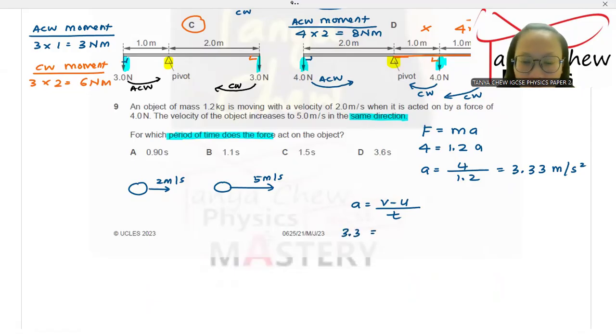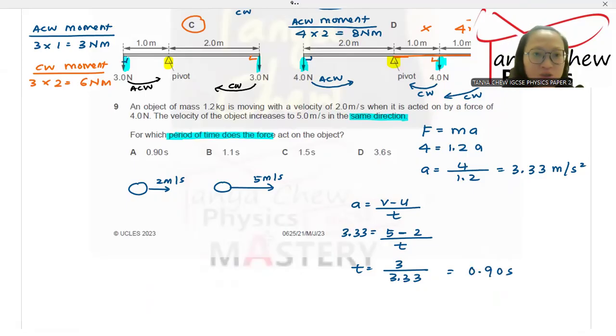So I substitute 3.33 as my acceleration. Final velocity is 5, initial velocity is 2, and divided by time. So the time would be equal to 5 minus 2, which is 3, divided by 3.33. 3 divided by 3.33, and you get about 0.90 second, and the answer is B.